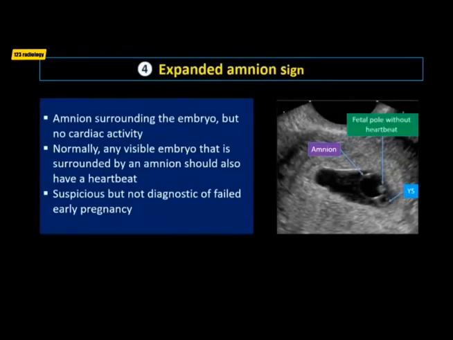Expanded amnion sign is defined as an amnion visible surrounding the embryo, but no cardiac activity. Normally, any visible embryo that is surrounded by an amnion should also have a heartbeat, regardless of crown rump length. An absent heartbeat in this context is suspicious for early pregnancy loss. The expanded amnion sign has been described as a poor prognostic sign in early pregnancy, suspicious but not diagnostic of failed early pregnancy.